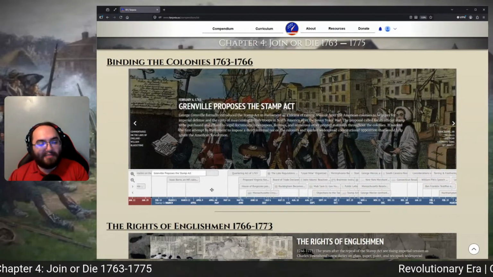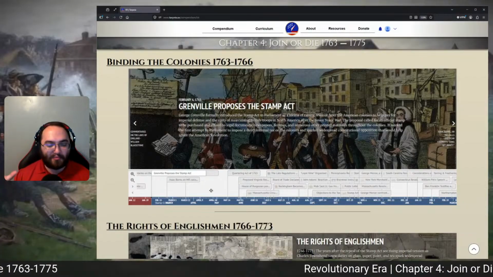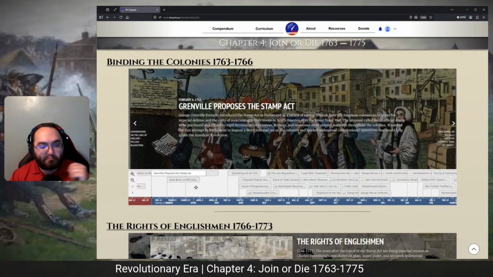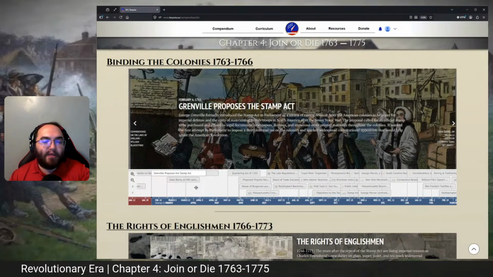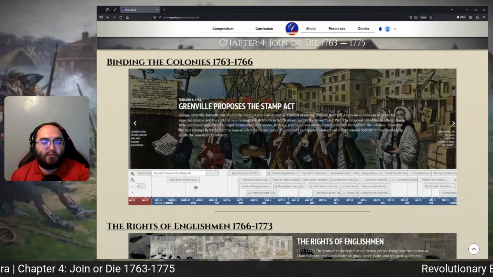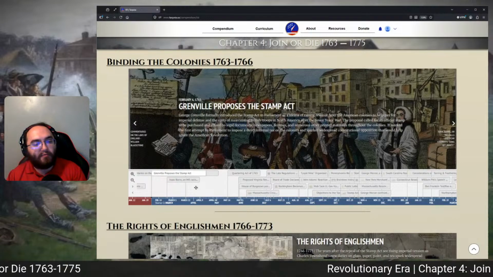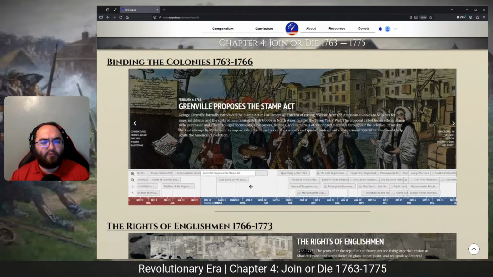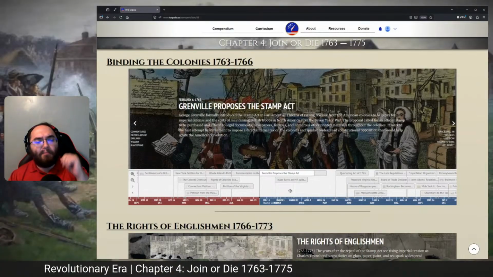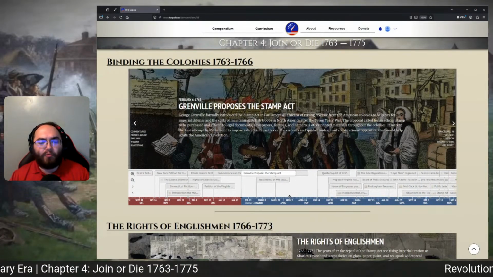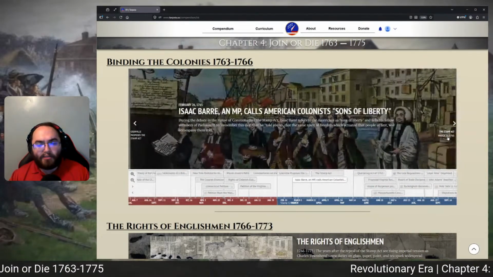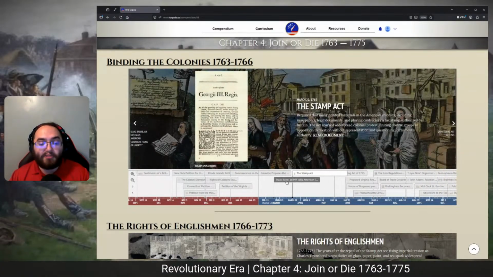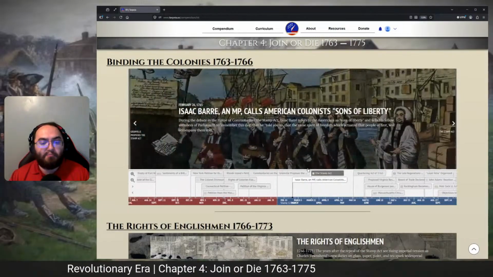Now we get into the Stamp Act crisis, the crisis around the Stamp Act itself. Grenville, who is Prime Minister of England right now, will propose the Stamp Act on February 6, 1765. The Stamp Act has been talked about for a year at this point, but now it's an official bill going through Parliament. And so for the next month, you're going to have debates in Parliament.